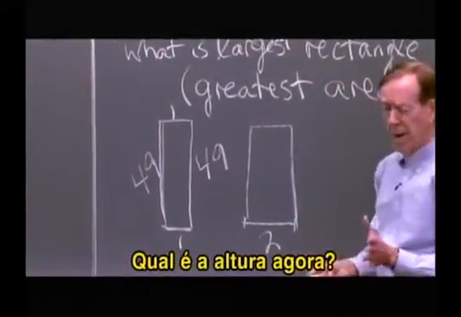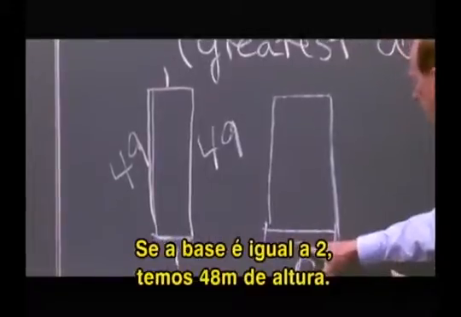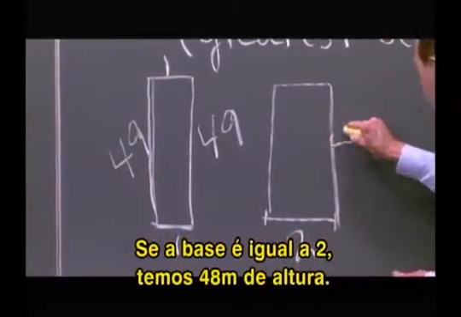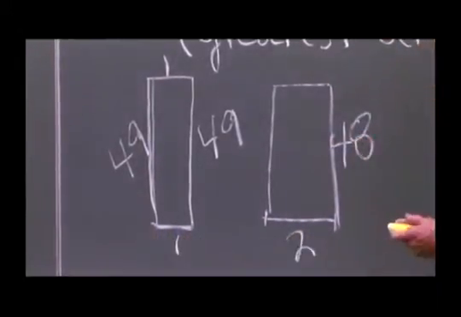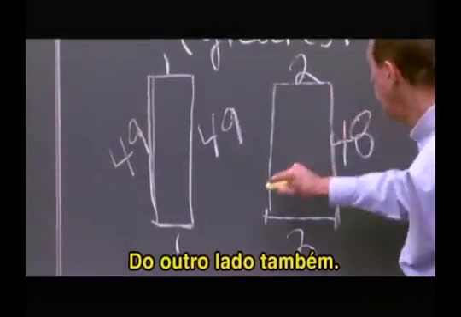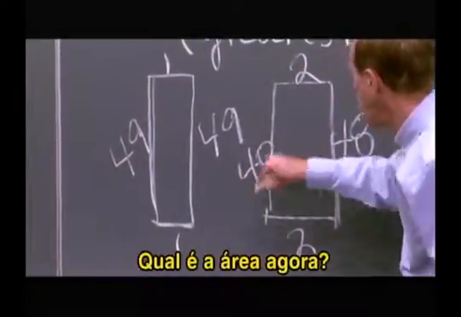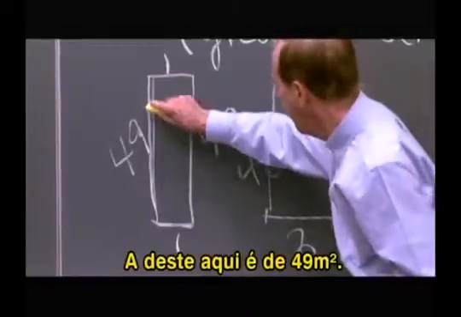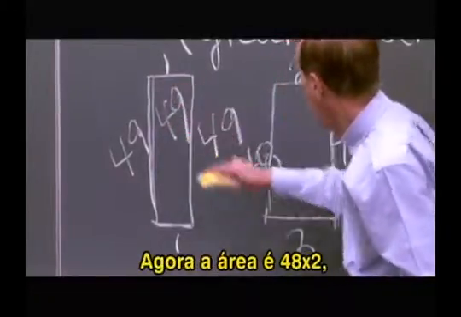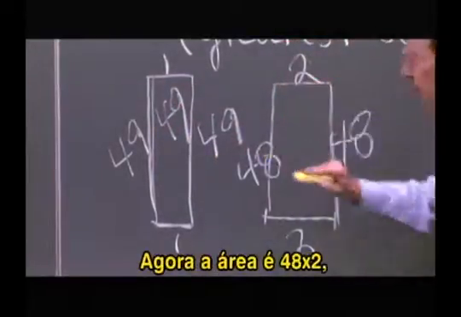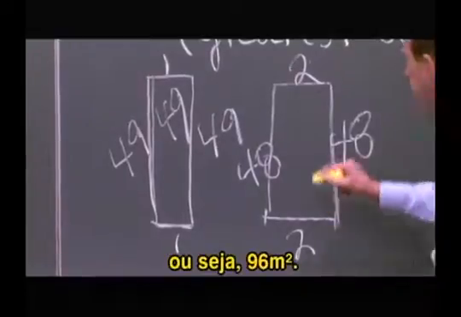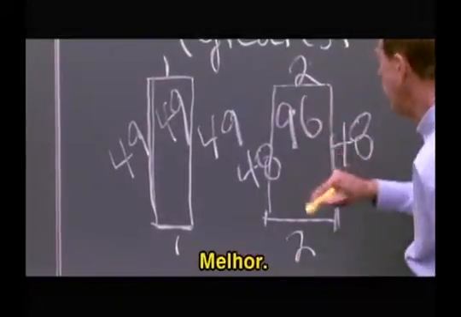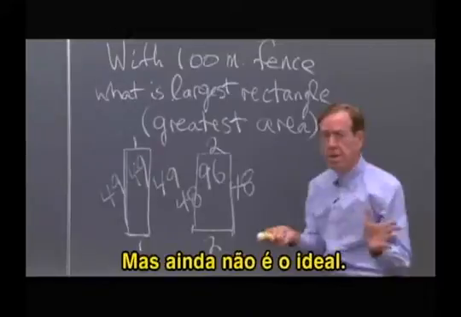What have I got for height now? If that's 2, I probably want 48 now. This will be the 2, and this will be the 48. And what's the area now? This one had an area of 49, and now the area here is 2 times 48, 96. So that's better. But is it the best?